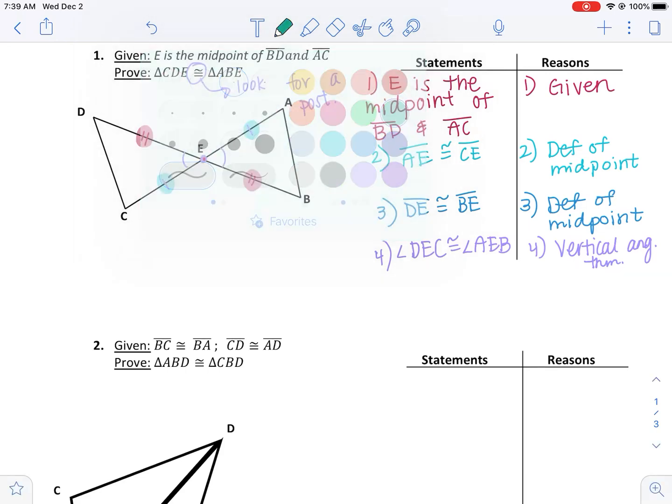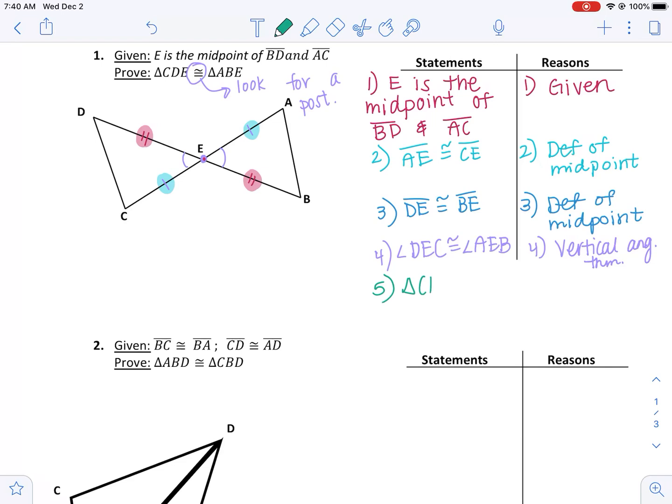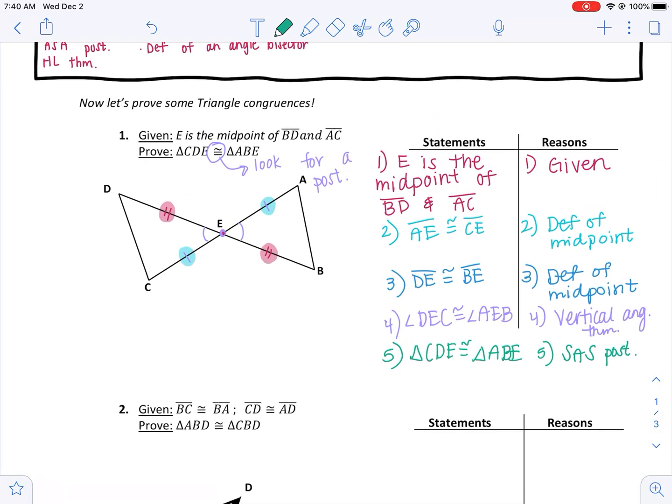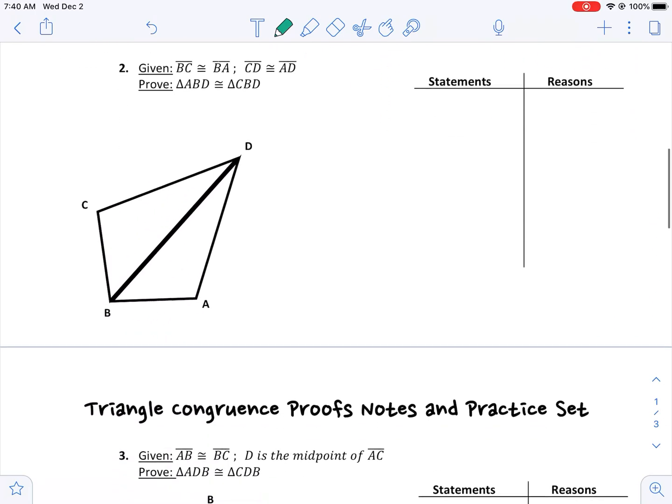And then last but not least, we're just going to write what we're trying to prove, that triangle CDE is congruent to triangle ABE. And we know that because we used the side, angle, side postulate. Cool? All right. Next video we'll have the next 3.